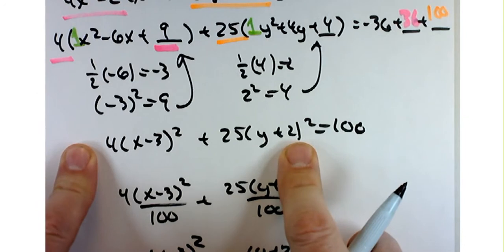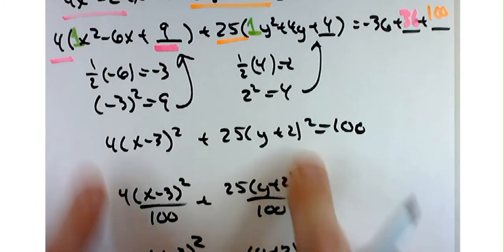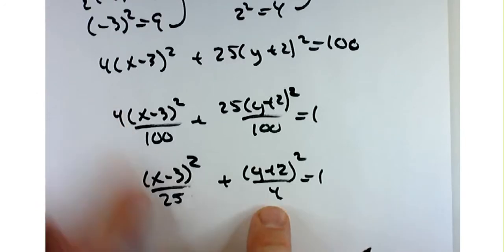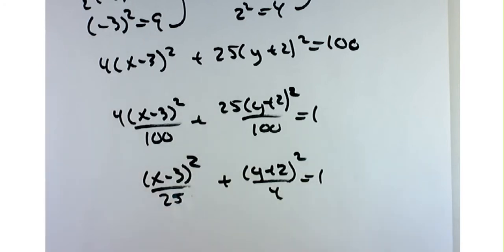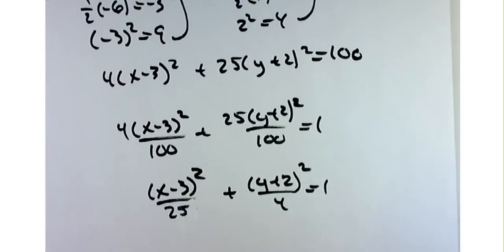Those terms break down into perfect squares now. Divide both sides by 100, and then you get the rest from there. You can write that as 5 squared and 2 squared respectively, but once you're down to here, you're golden. Okay.